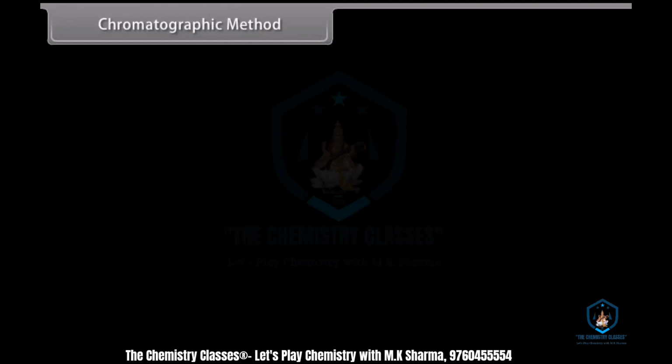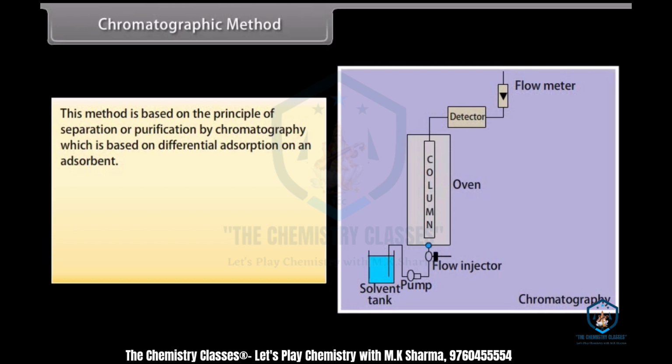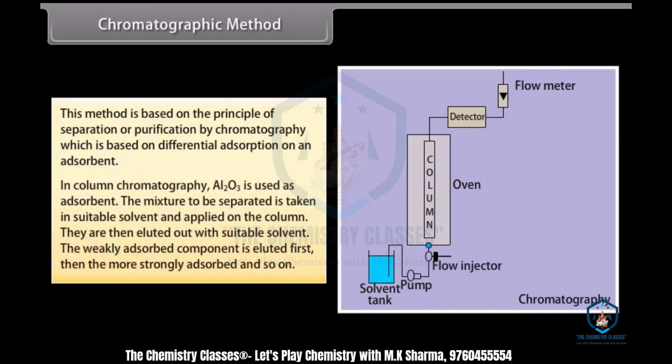Chromatographic method. This method is based on the principle of separation or purification by chromatography, which is based on differential absorption on an absorbent. In column chromatography, Al2O3 is used as absorbent. The mixture to be separated is taken in a suitable solvent and applied on the column. They are then eluted out with a suitable solvent. The weakly absorbed component is eluted first, then the more strongly absorbed, and so on.